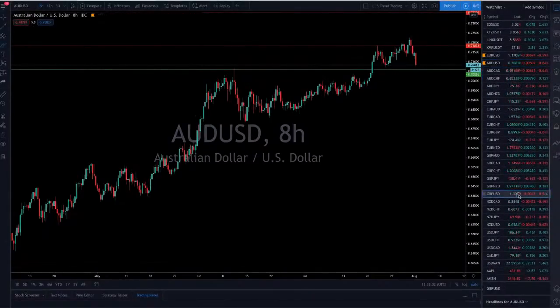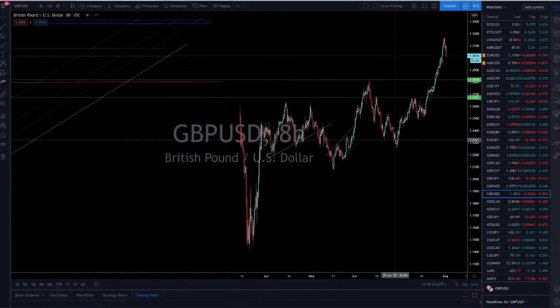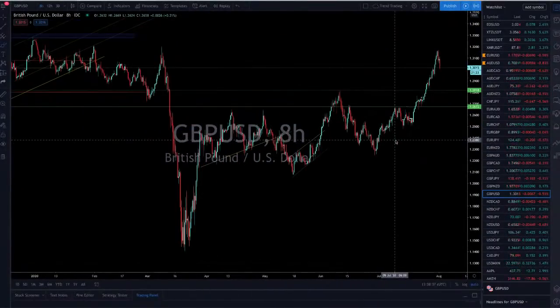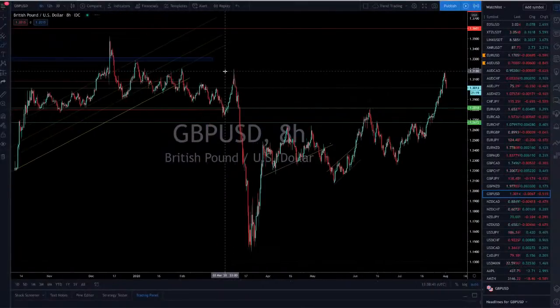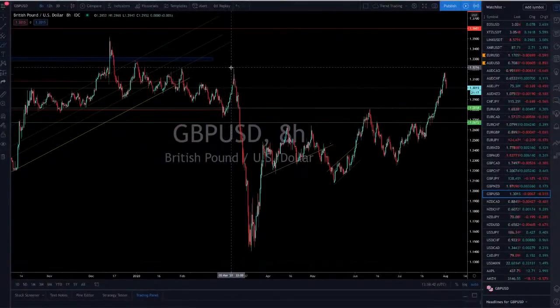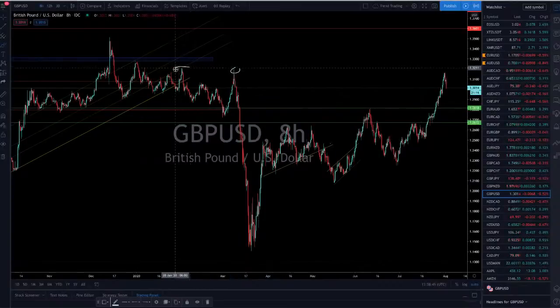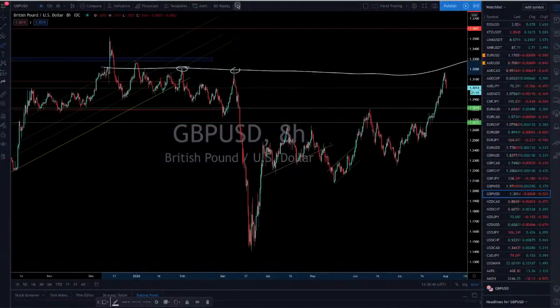So let's look at the pound US dollar, right? How does that look? Some pretty big resistance that we were rejected by again. It's a pretty big area over here. You can see over here, right? Over here in this area over here. That's where we were just rejected.